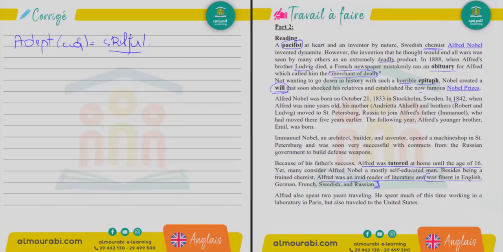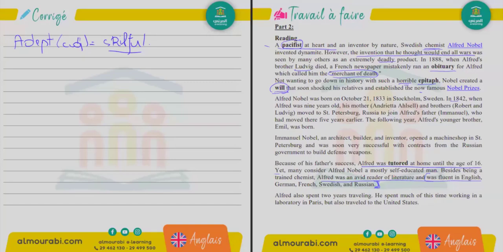It's false. That's true because he was a pacifist at heart, as the beginning of the text says. Well, there is another piece of evidence in the same paragraph: the invention that he thought would end all wars was seen by many others as an extremely deadly product. So the invention that he thought would end all wars, that's true.